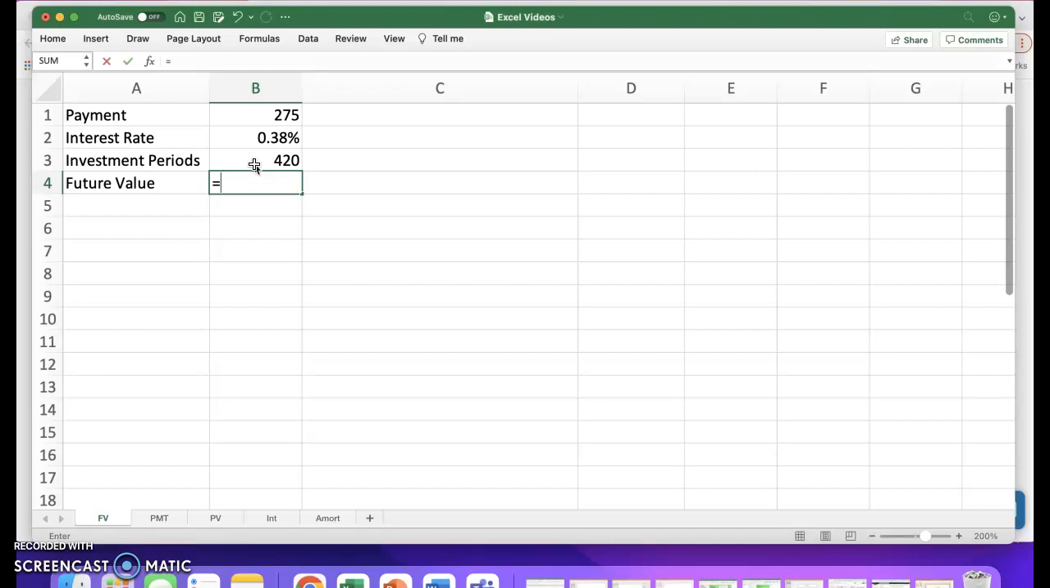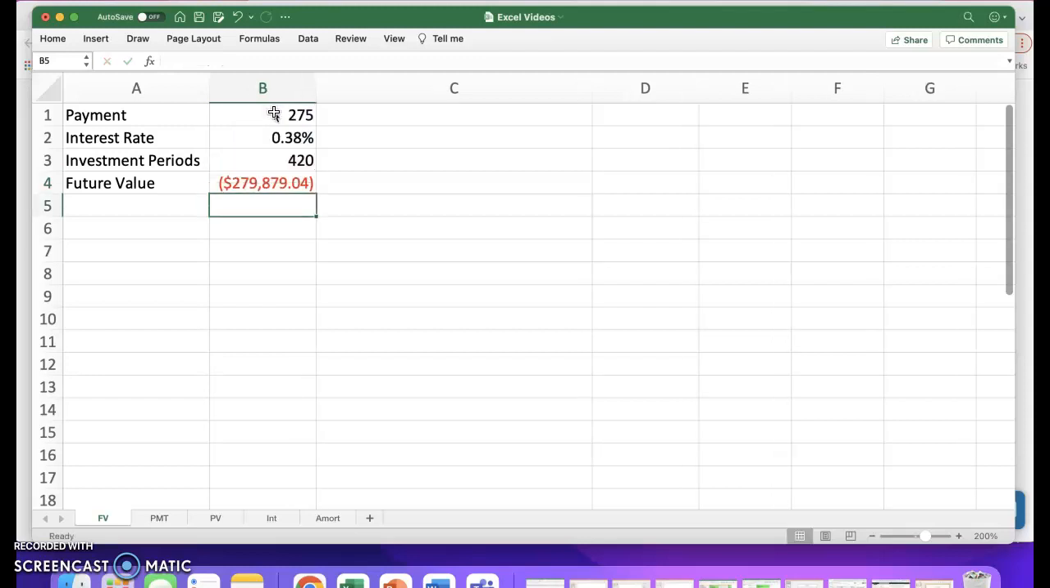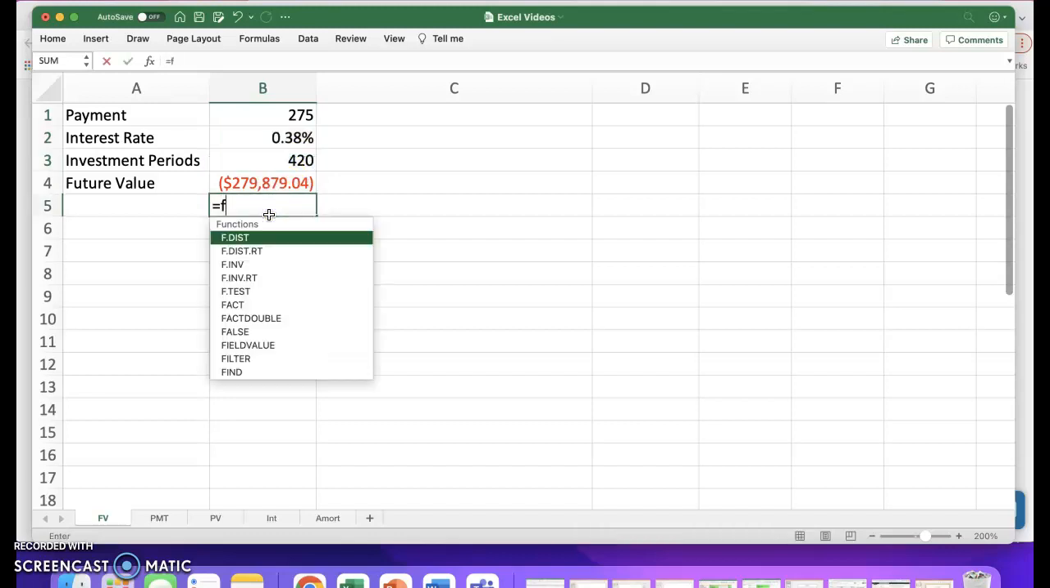When you type in equals FV, you'll notice that it gives you some hints. I need the rate. Well, I have my rate, I can just type in B2. I have the number of periods, 420, and I have my payment in B1. So if you have those values in Excel, you can use cell references. So after 35 years, I would have $279,879.04.